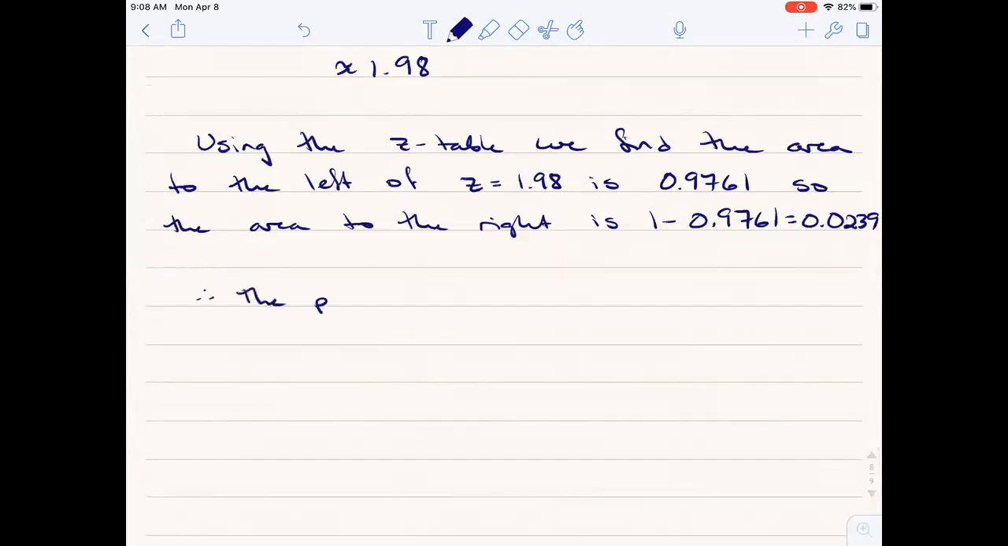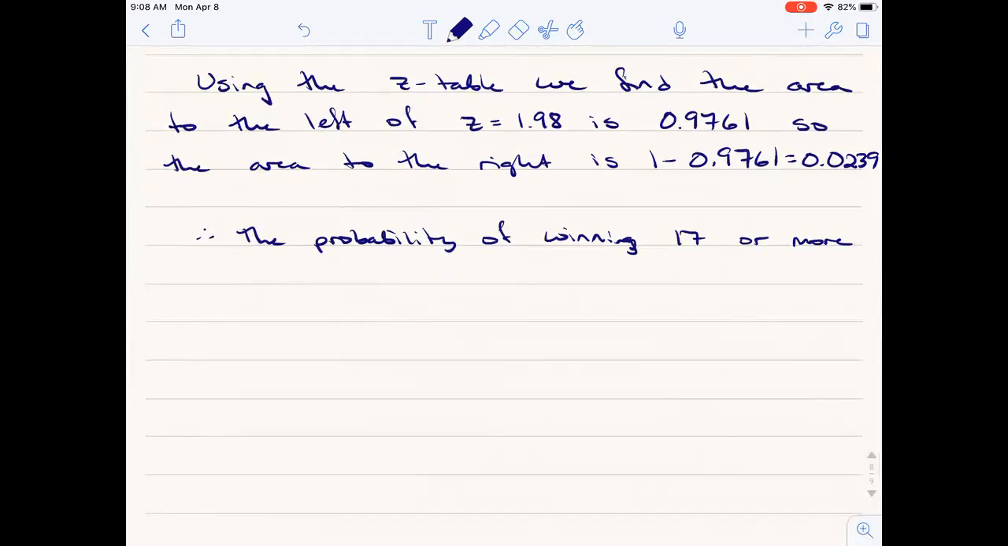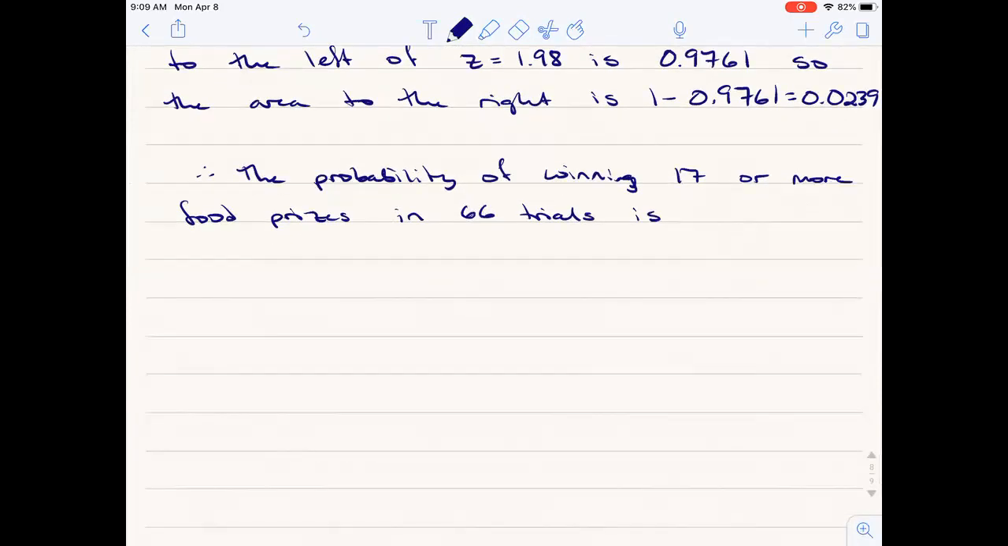Therefore, the probability of winning 17 or more food prizes in 66 trials is 0.0239.